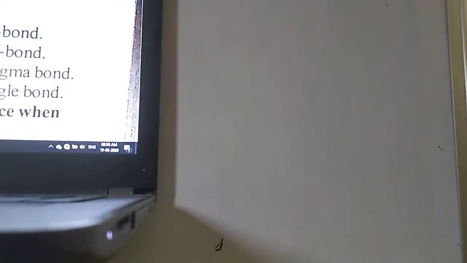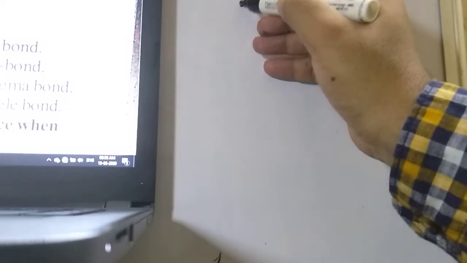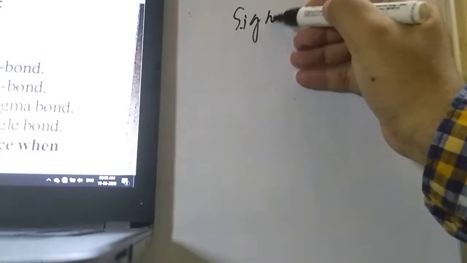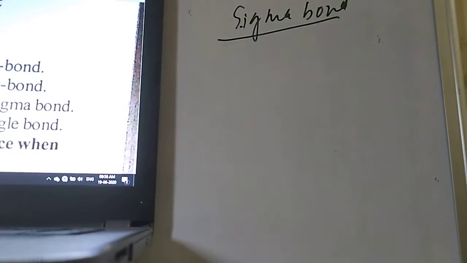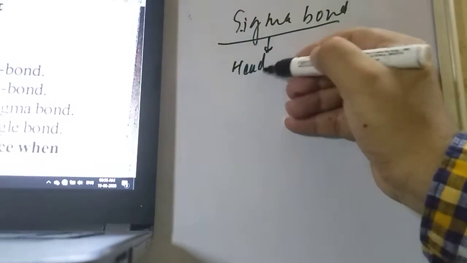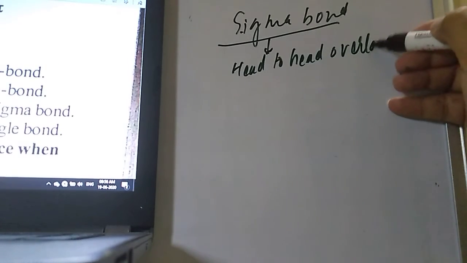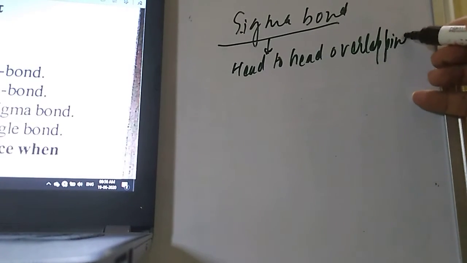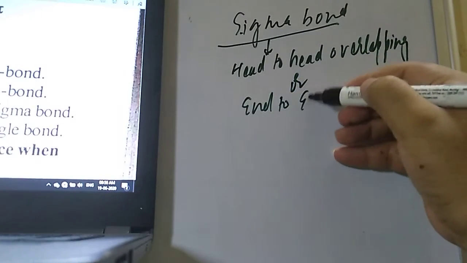You see, student, here on the board they are saying that a sigma bond is weaker than a pi bond. This is wrong, student. Sigma bond, tomorrow we will study in detail. If you talk about the sigma bond, student, it is formed by head to head overlapping. You can say this head to head overlapping, or you can say this is end to end overlapping.